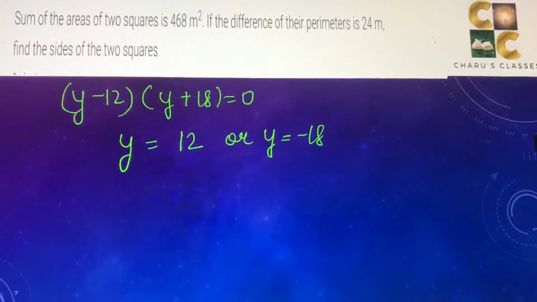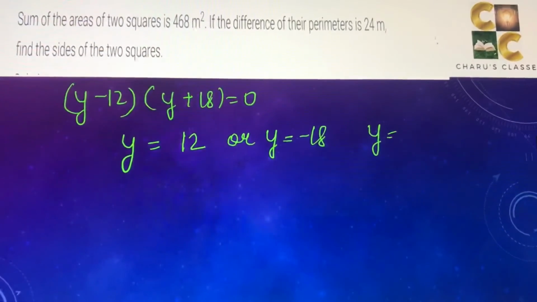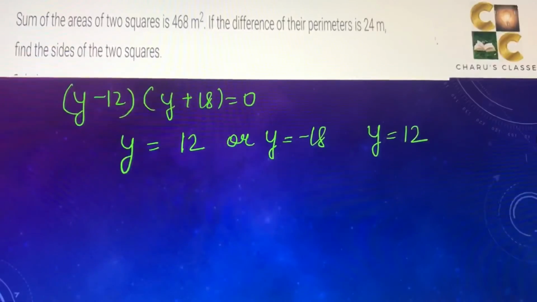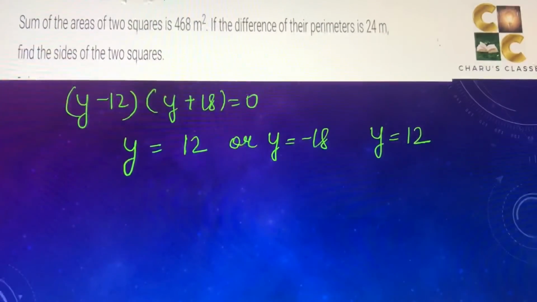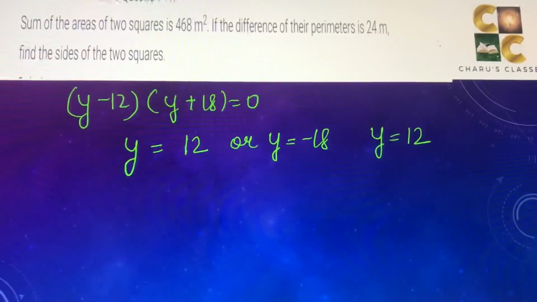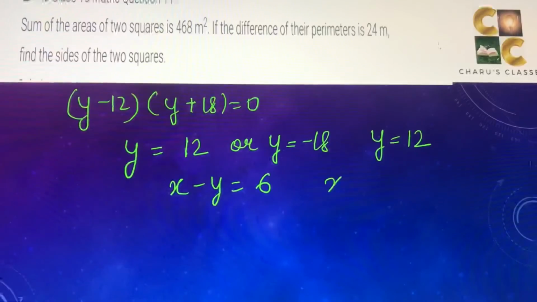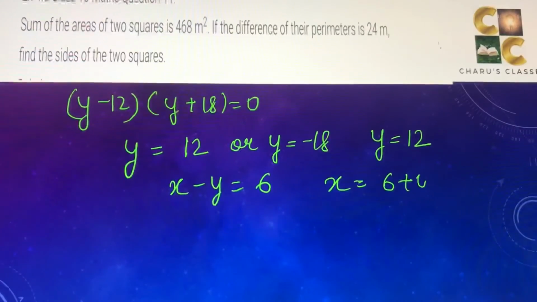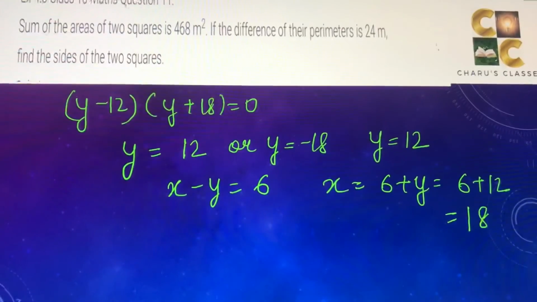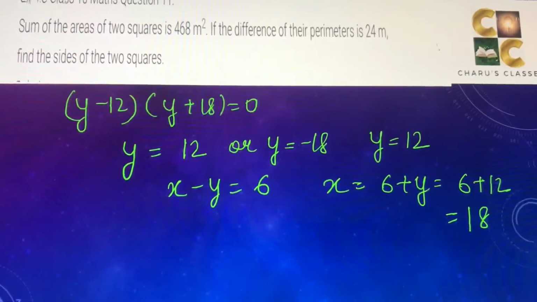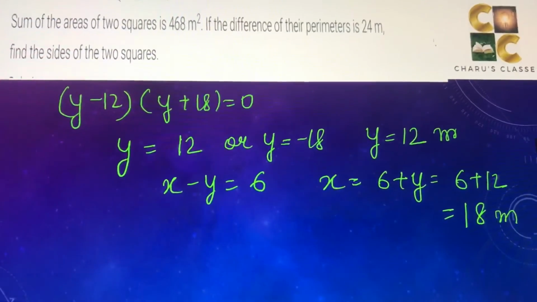Since we are talking about the side of the square, the negative value can be discarded. So y is equal to 12. We know that the difference of these two was 6. Our equation was x minus y is 6. So x is equal to 6 plus y, which means 6 plus 12, that is 18. So the two sides are 18 meters and 12 meters.